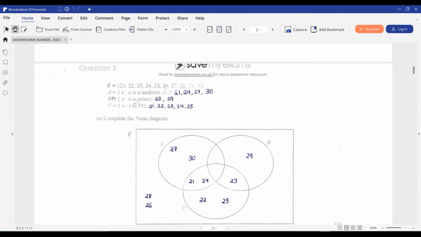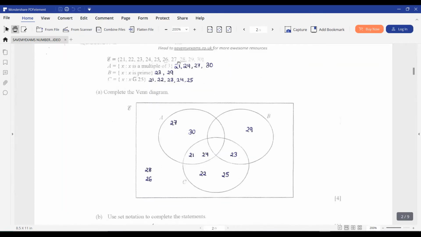In set A, the numbers 21, 24, 27, and 30 fall. In set B, only 23 and 29 fall under it. In set C, it's 21, 22, 23, 24, and 25. Now let's place these numbers in the correct places in the Venn diagram.